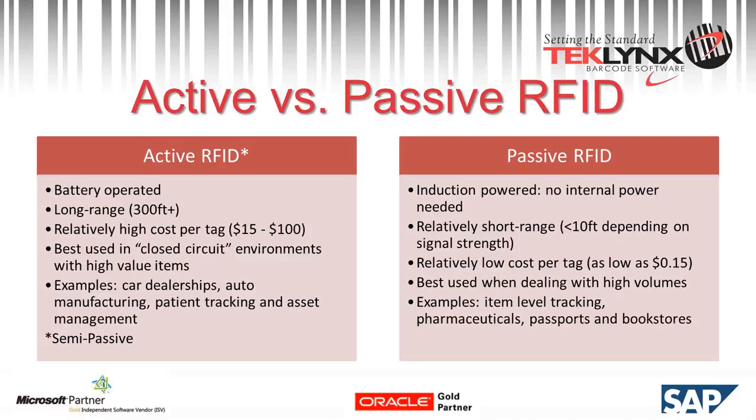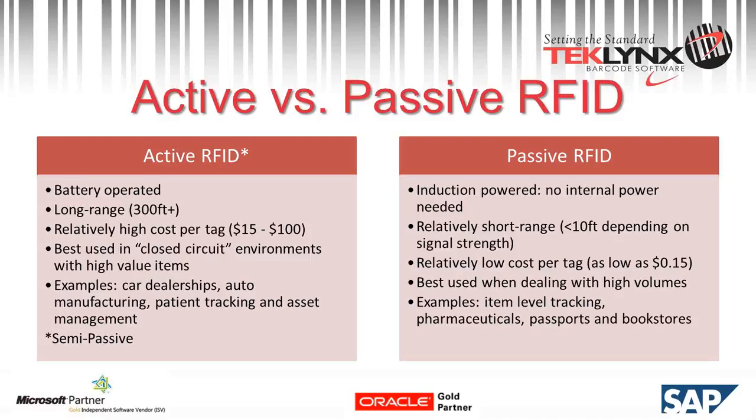But along with that, they also have a relatively low cost per tag, especially compared to those active tags. Prices are as low as about 15 cents per tag, which is really significant when you compare it to those active tags at $15 to $100. Now these types of tags, because of their low cost, are best used when we're looking at high volumes of product. If you've got hundreds or even thousands of items that you need to tag, these low-cost tags are really the best option.